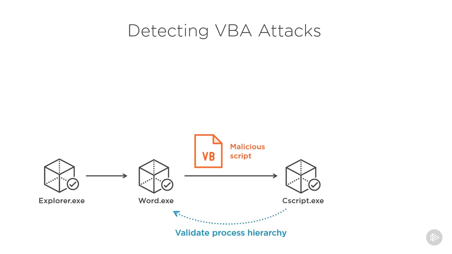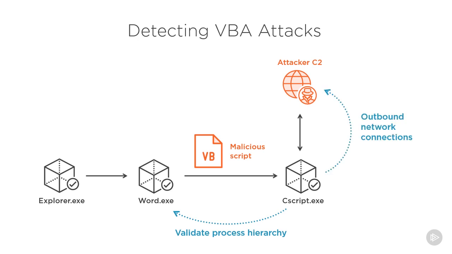A good behavioral detection here would be to monitor cscript, PowerShell, or CMD processes that have word.exe or any other productivity tool as the parent process. The malicious component might communicate with the attacker's C2 infrastructure to download additional malware components, in which case we can also set up filters to detect outbound network connections from the previously mentioned processes.